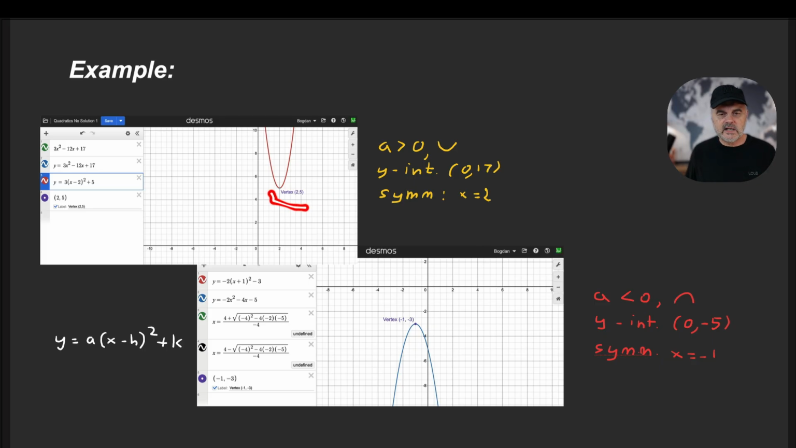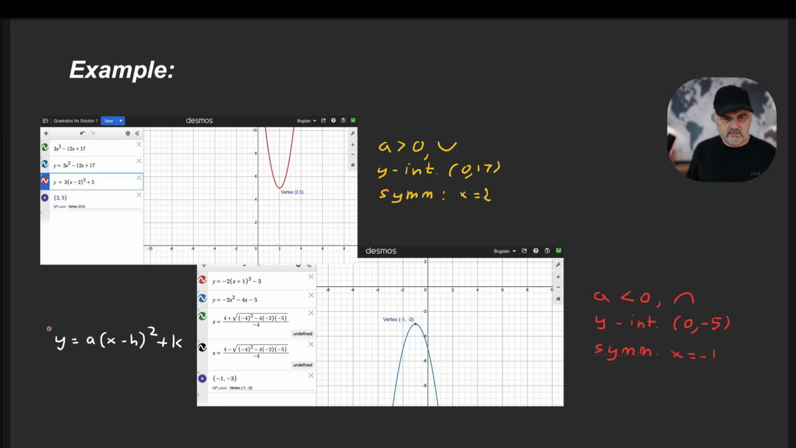Each parabola has an axis of symmetry regardless of the x-intercept. Each parabola has a y-intercept because x is always equal to 0, and then you find y when x is equal to 0. So you can always find the y-intercept, but you may not be able to find the x-intercept all the time.